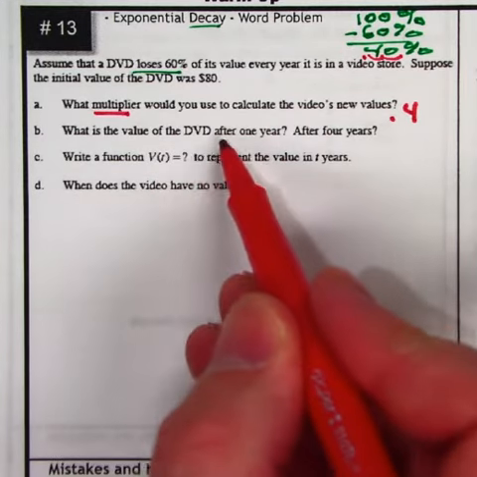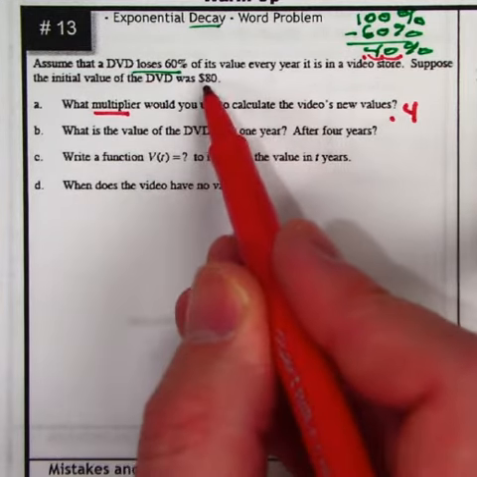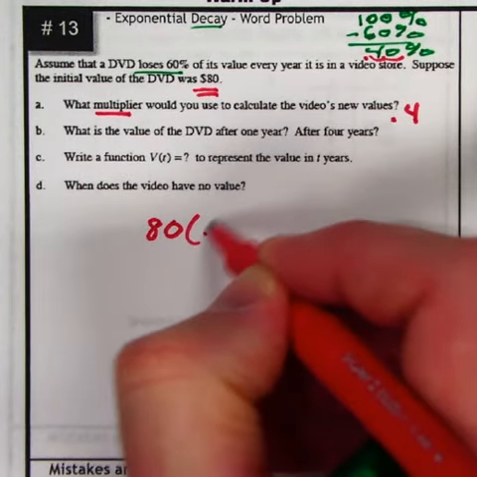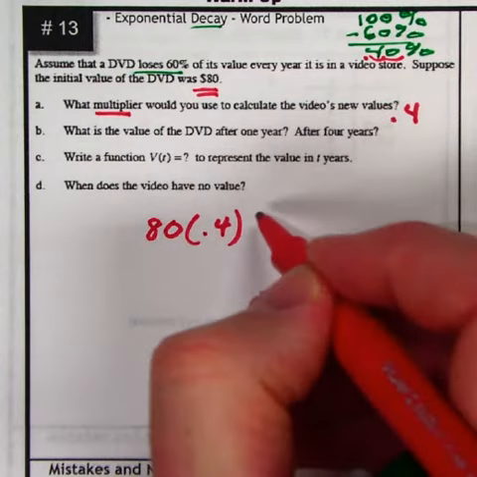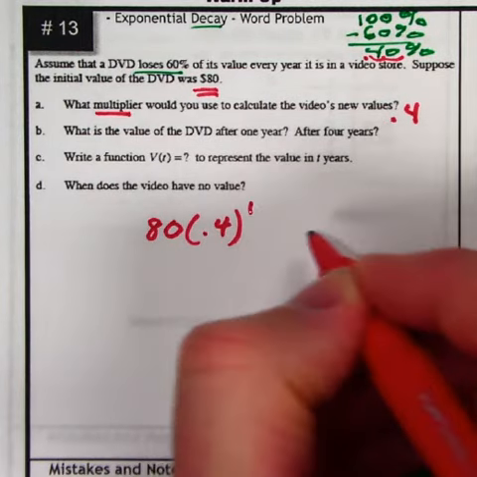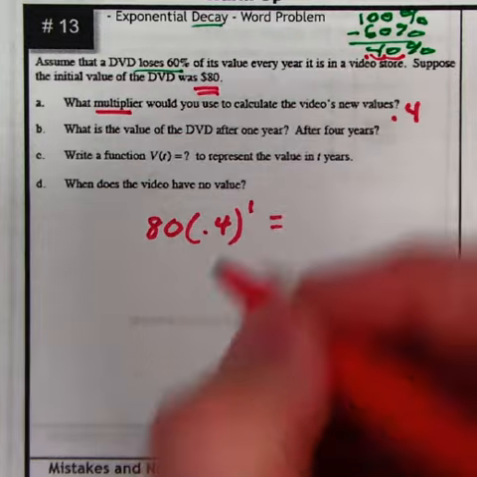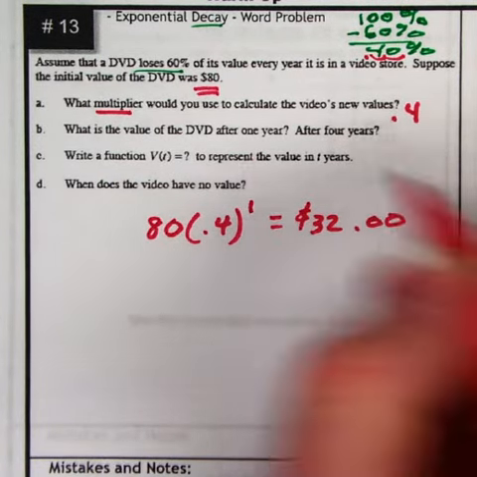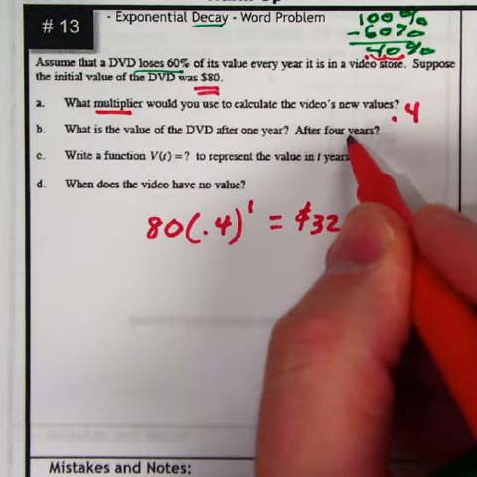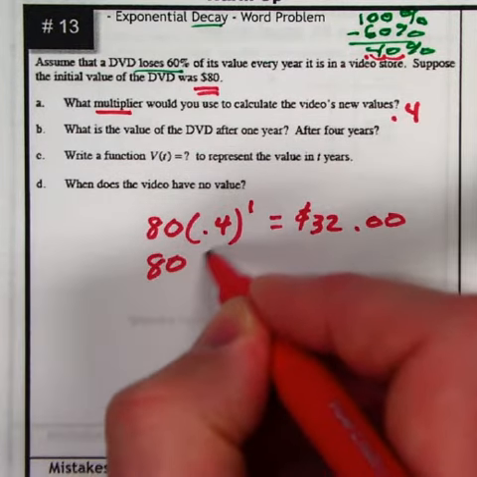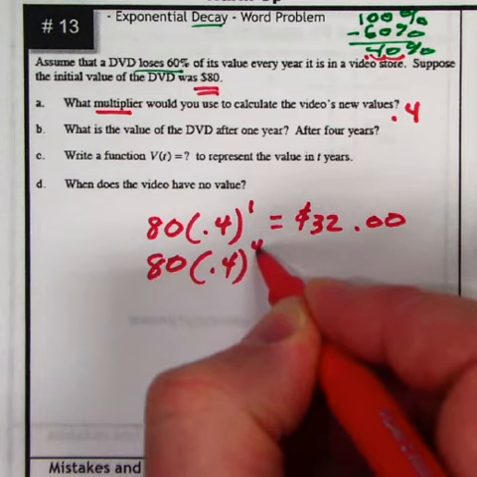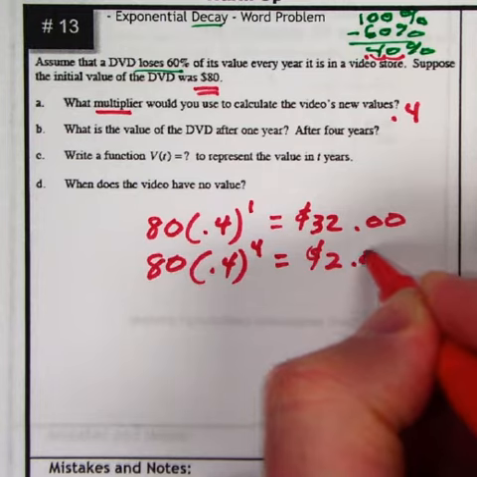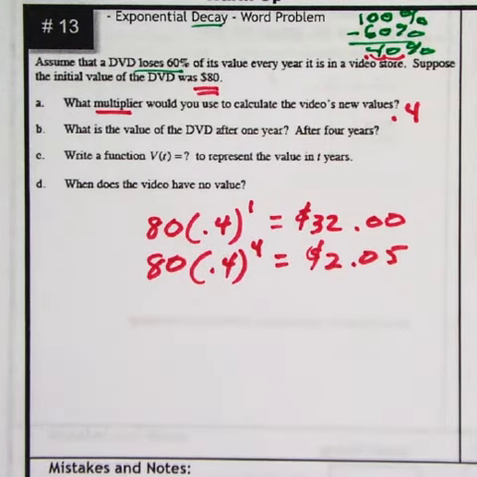What is the value of the DVD after 1 year? Well, I know it was worth $80, so I have $80 as my initial value times 0.4, and it loses 60% a year, so that would be to the first power for 1 year. If you multiply that out, you get $32. So it's worth $32 after 1 year. After 4 years, the only change is that it starts at $80 and is multiplied by 0.4 to the 4th power, and in that case, it's a little over $2, 2.05, and you can type that in your calculator.